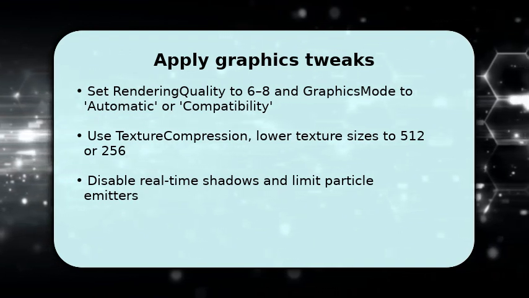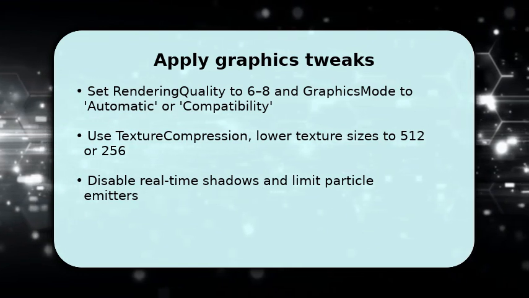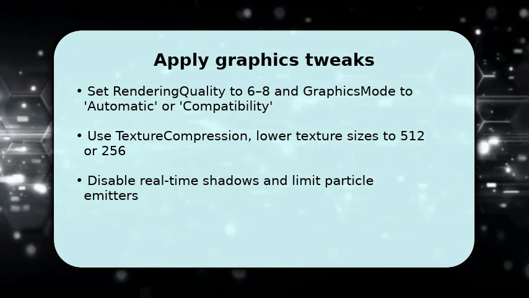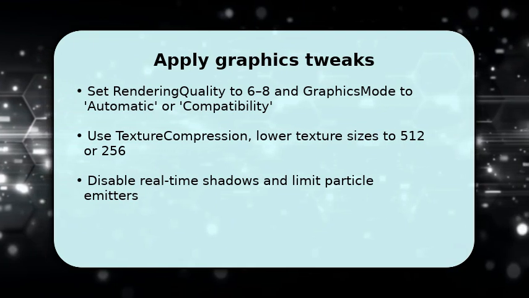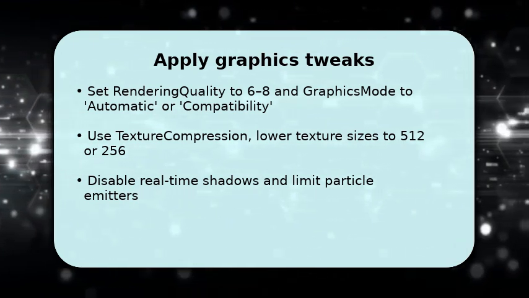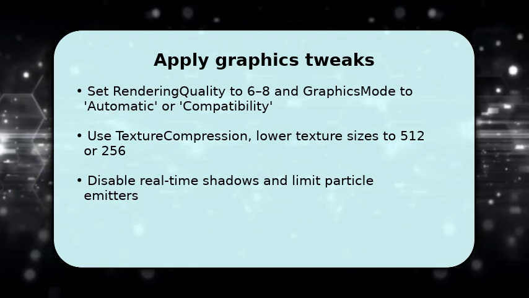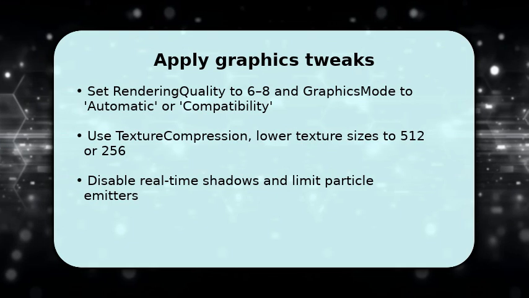Use texture compression and reduce large textures to 512 or 256 pixels to cut memory use. Turn off real-time shadows, reduce particle counts, and simplify materials. These changes preserve look while preventing stutters on mobile. Test iteratively after each change.